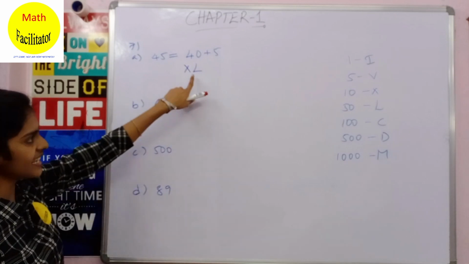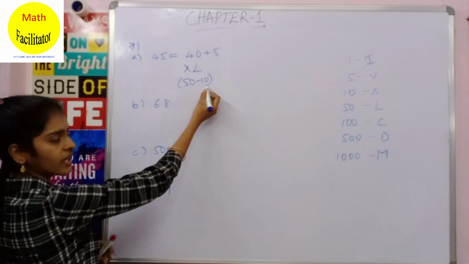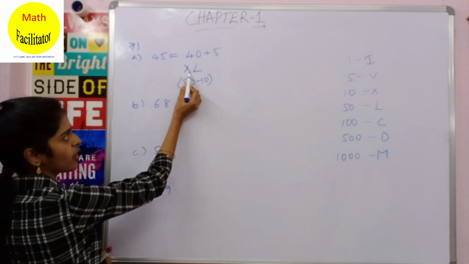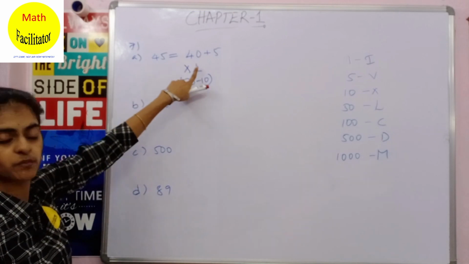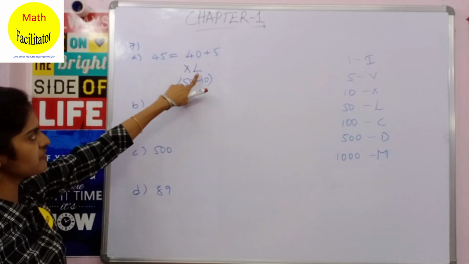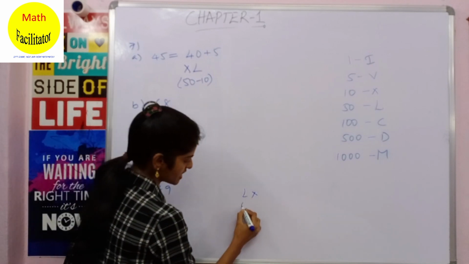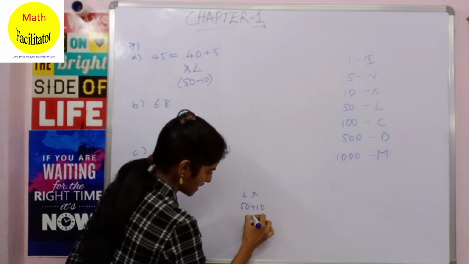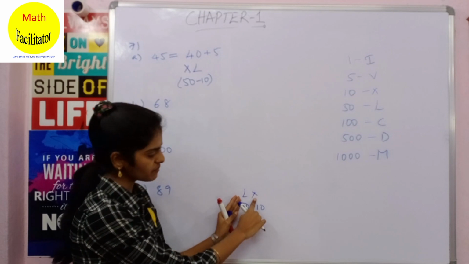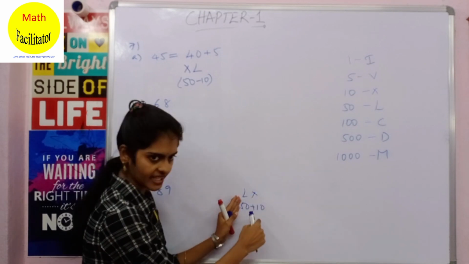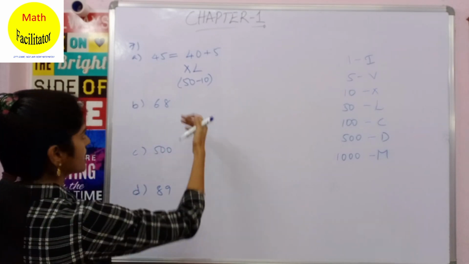Now what is L? L is 50. So 40 you can write as 50 minus 10. If a smaller value symbol is written to the left of the bigger value symbol, this value is subtracted. So XL is nothing but 50 minus 10. Now what is LX? L is 50. Now this is 10 and it will be added because it is written to the right. If a smaller value symbol is written to the right, it will be added. If a smaller value symbol is written to the left, it will be subtracted. Clear? Now let us proceed.